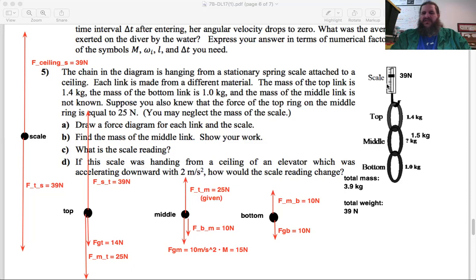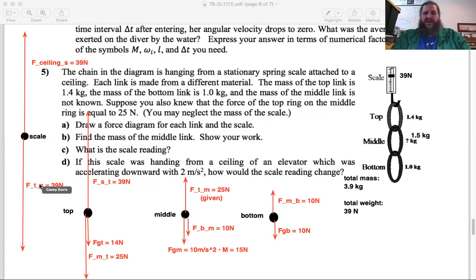And by the way, the scale is not directly measuring the force of gravity. It's not like the scale has some magic gravitometer or something that can directly measure the force of gravity on some other object. What force is the scale actually experiencing here that it's describing as 39 newtons? Because notice that the force diagram for the scale doesn't include gravity at all. Yeah, what the scale is actually displaying, the 39 newtons, is really the force from the top link on the scale. So that's really what it's measuring.